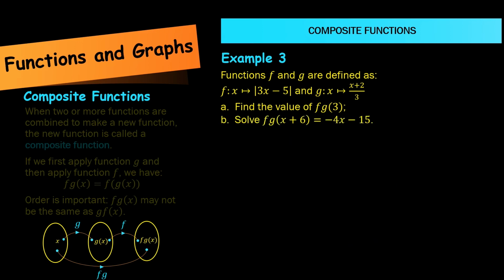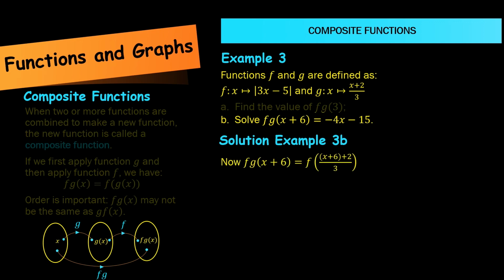Now let's take a look at part B. We are required to solve fg of x plus 6 equals minus 4x minus 15. So let's solve this. First we begin with g of x plus 6. Here we simply substitute or replace x by x plus 6 as shown. Tidying up gives us f of x plus 8 all over 3.